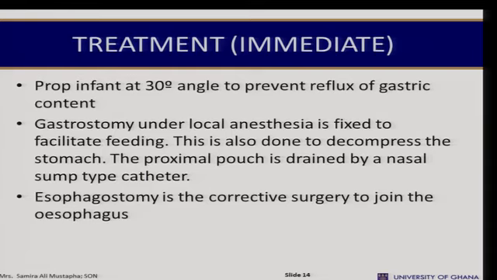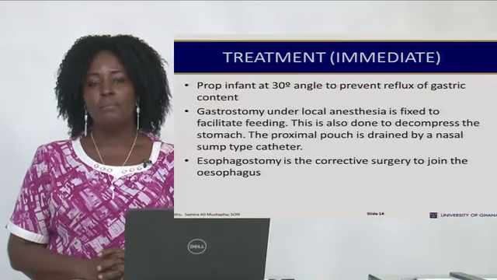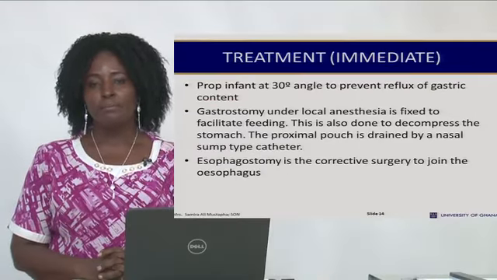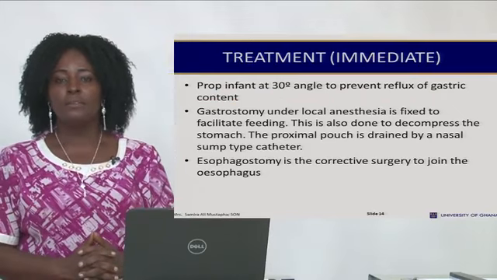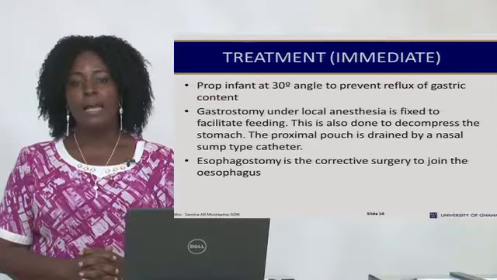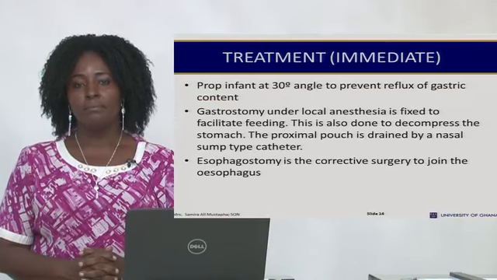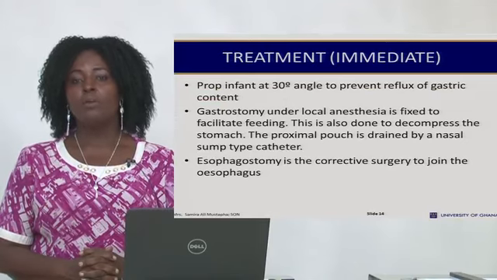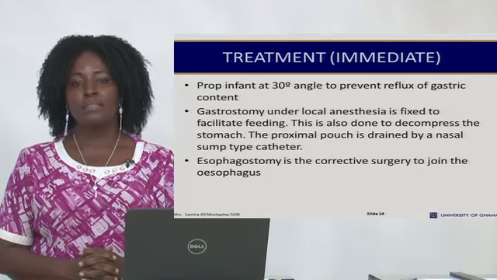So in our management, immediately, they prop the child up to help, and a gastrostomy, which is a temporary opening on the stomach to aid feeding, is done because the GIT, the esophagus, is blocked. And then oesophagostomy is a corrective surgery that is done.